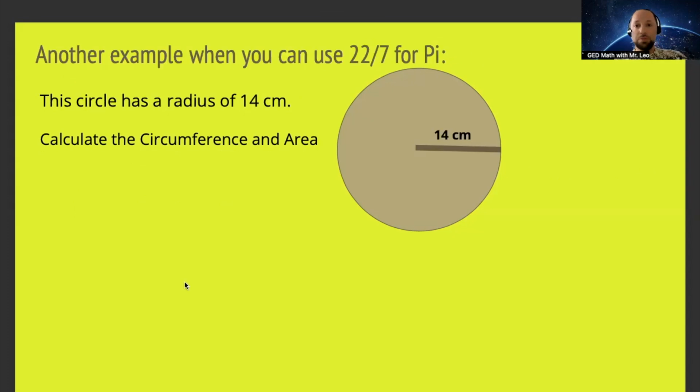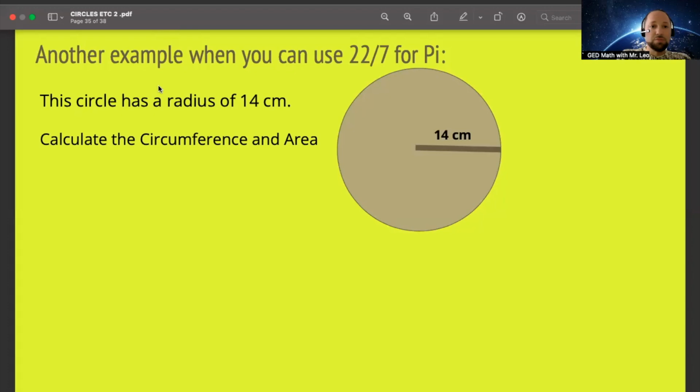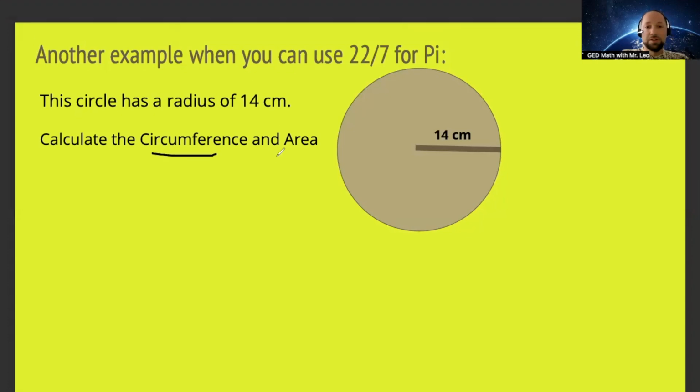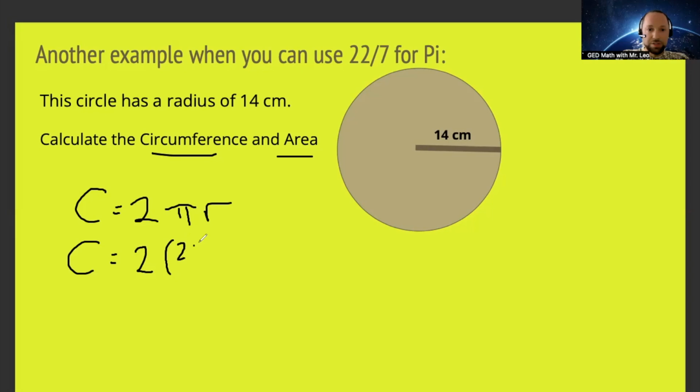Here's another example when you can use it. Let's try it. Circle has a radius of 14 centimeters. Calculate circumference and area. Circumference is 2 pi r. Circumference is going to be 2. Let's use this new variation, 22/7. And the radius is 14.